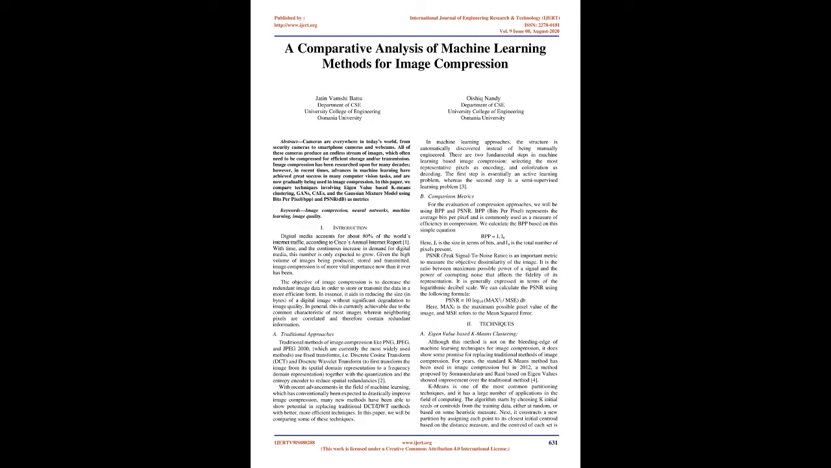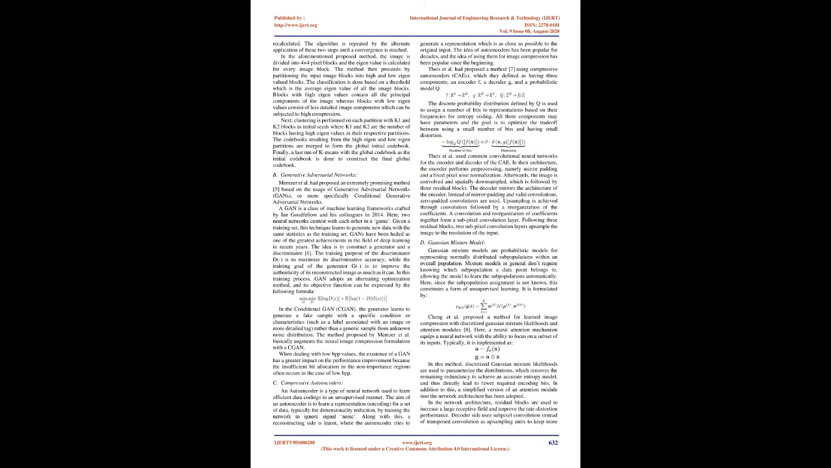3b. Comparison metrics. For the evaluation of compression approaches, we will be using BPP and PSNR. BPP, bits per pixel, represents the average bits per pixel and is commonly used as a measure of efficiency in compression. We calculate the BPP based on this simple equation: BPP equals JS over in, where JS is the size in terms of bits, and in is the total number of pixels present.